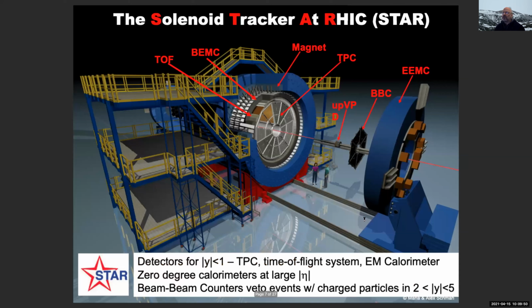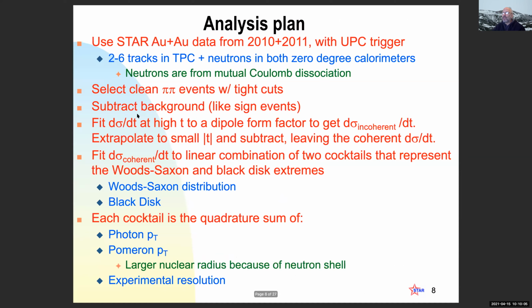So now talking about data. The data I'll talk about today is from the Solenoidal Tracker at RHIC, STAR. The main components are the time projection chamber for reconstructing charged tracks and the zero-degree calorimeters, which are required in the trigger. For the analysis, we're going to use STAR gold data from 2010 and 2011 with the UPC trigger that requires 2 to 6 tracks in the TPC and neutrons in both zero-degree calorimeters.